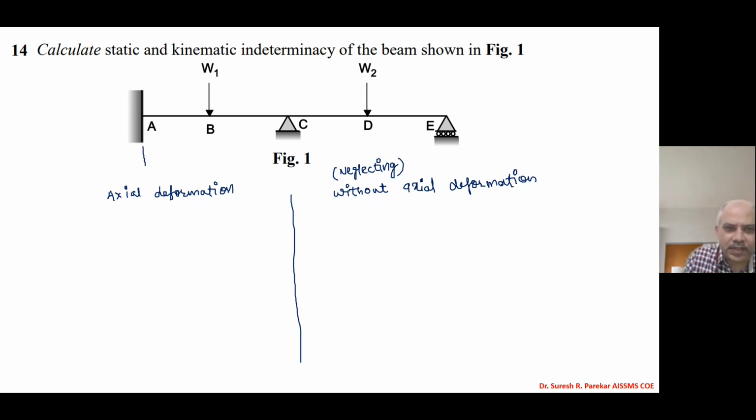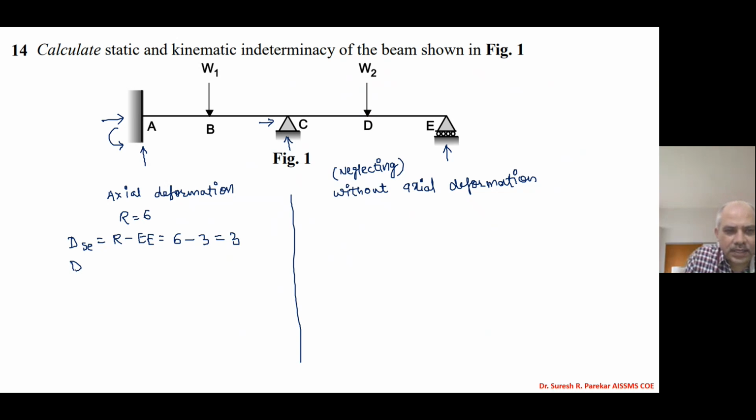First we have with axial deformation. So we have 1, 2, 3. Then here we have 4, then 5, and then 6. So we have R equal to 6. So we will have DSE equal to R minus equilibrium equations. R we have 6 minus 3, and that is equal to 3.